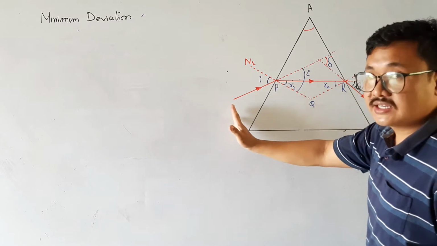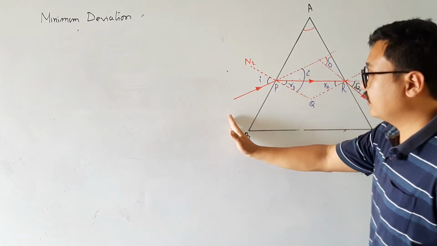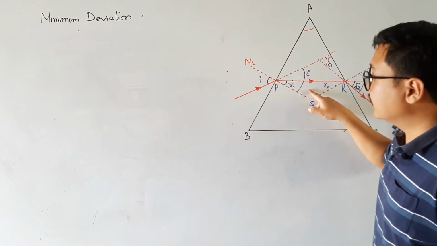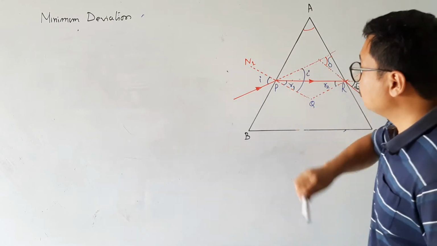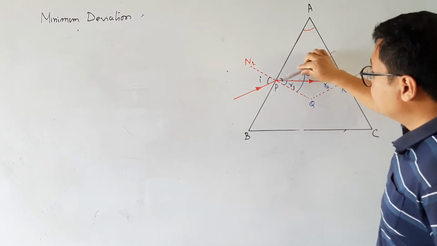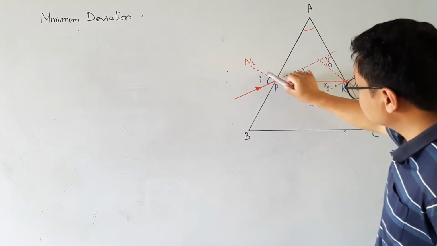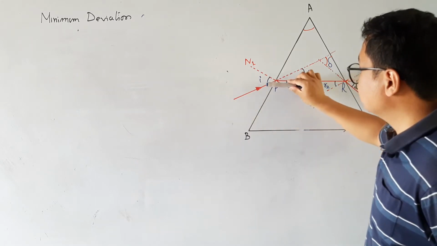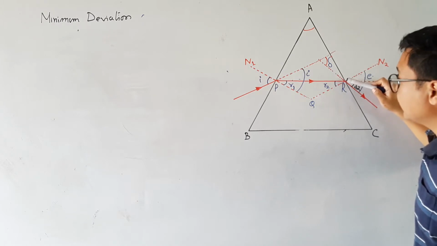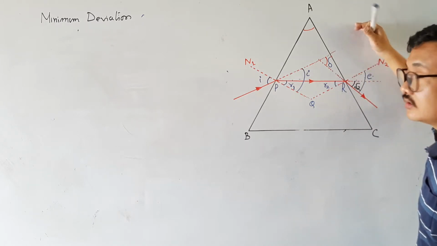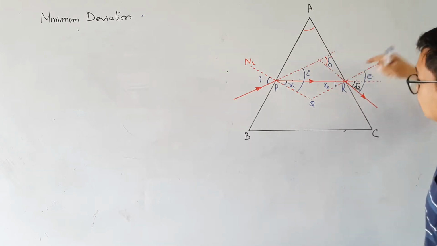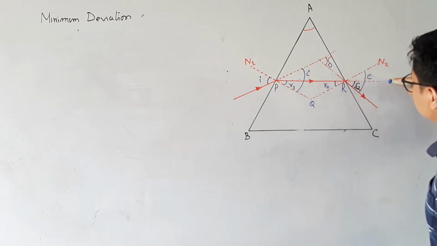Now it is going from the outside air to the glass prism, from air to the denser medium. Now what happens is that there will be refraction of light and it is bending towards the normal. So if there was no prism, then it would have gone like this, but it deviated towards the normal because this is the normal, going from rarer to denser, and it meets another surface AC here.